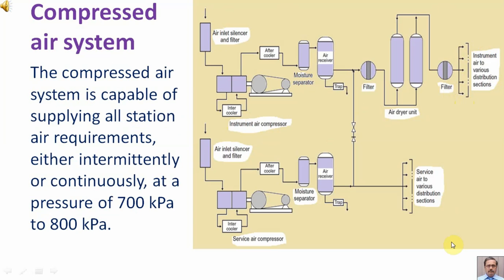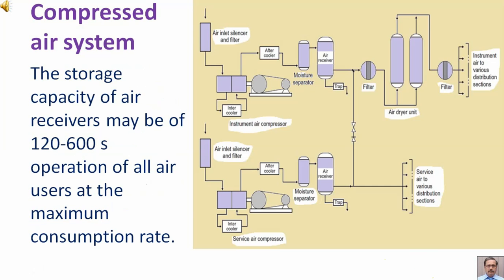The compressed air system is capable of supplying all station air requirements either intermittently or continuously at a pressure of 700 kilopascal to 800 kilopascal. The storage capacity of air receivers may be of 120 to 600 second operation of all air users at the maximum consumption rate.